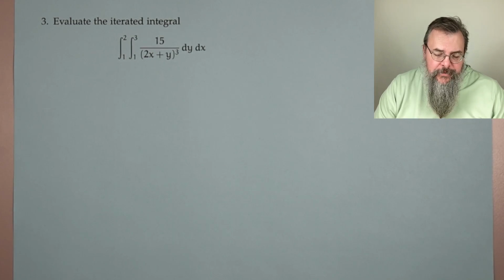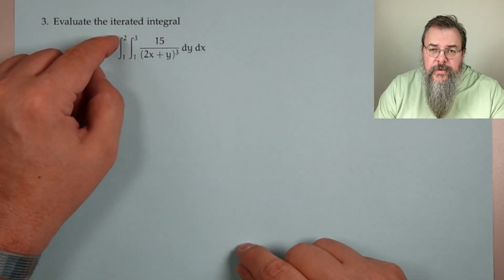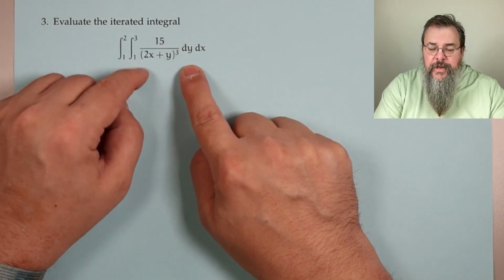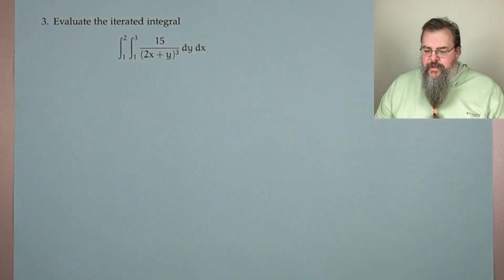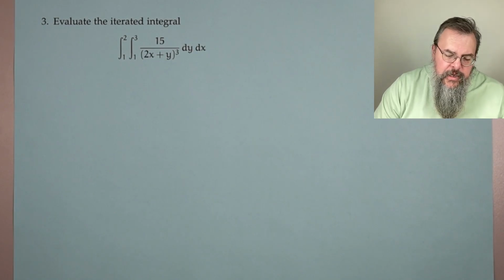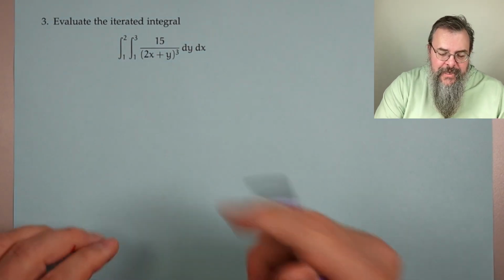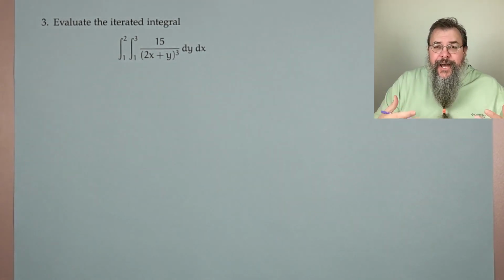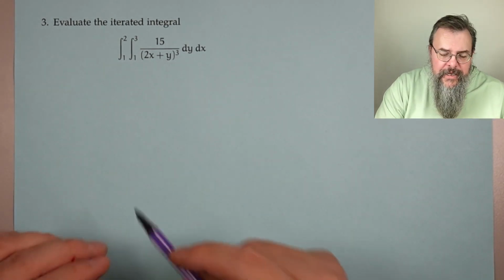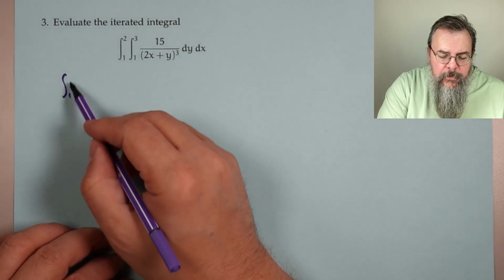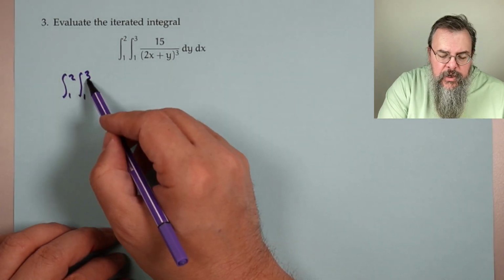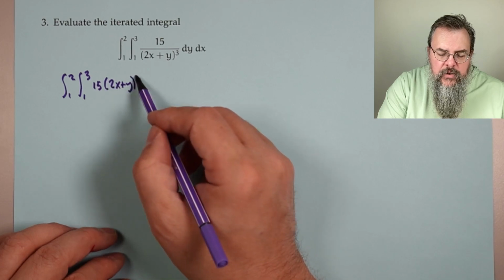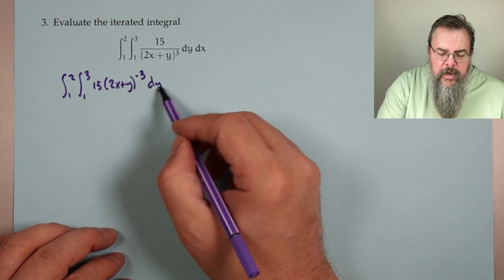Evaluate the iterated integral. So we're going to go from 1 to 2 with respect to x, 1 to 3 with respect to y, 15 over (2x plus y) cubed. All right. Well, let's see what's going to happen here. Now, notice we can rewrite this. It's not written in a very calculus-friendly way, so let's write it in a calculus-friendly way. So we're going to have 1 to 2, 1 to 3, 15 times (2x plus y) to the negative 3 dy dx.